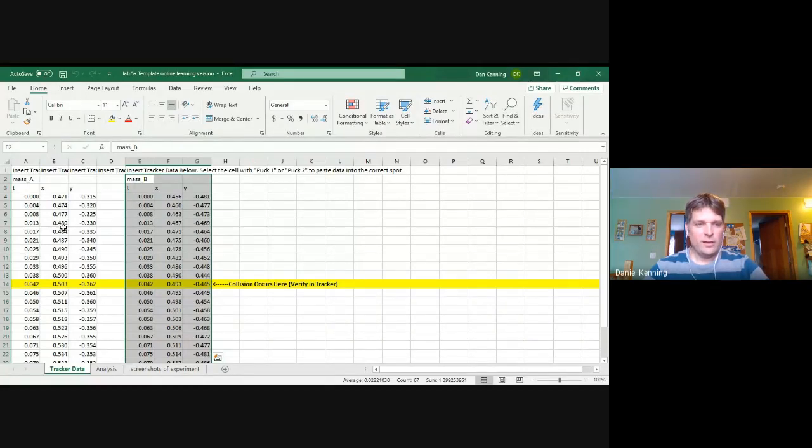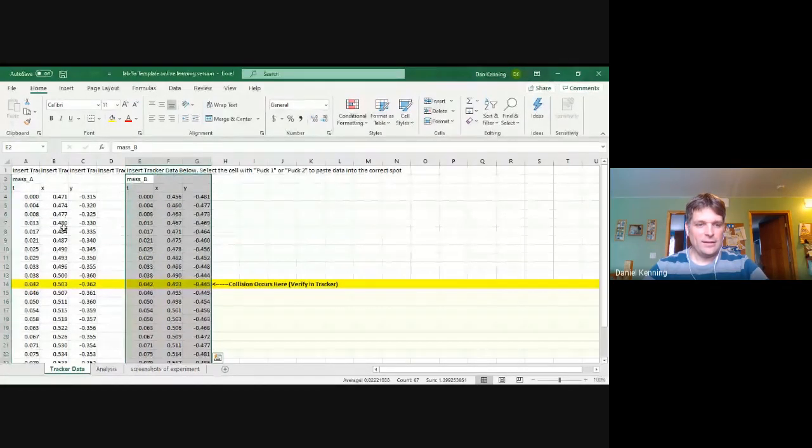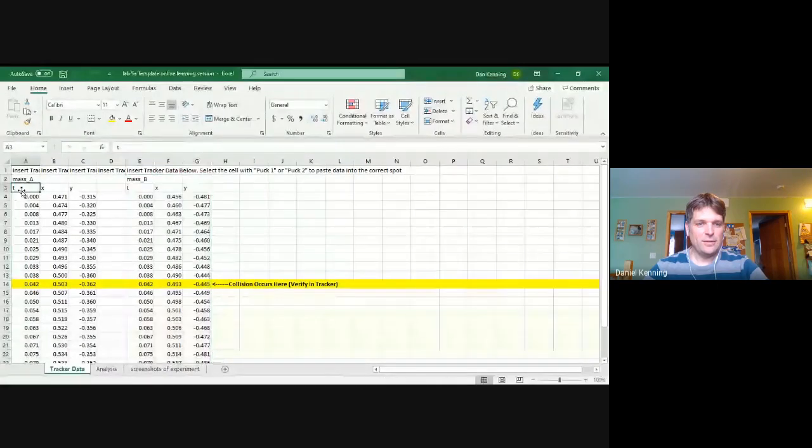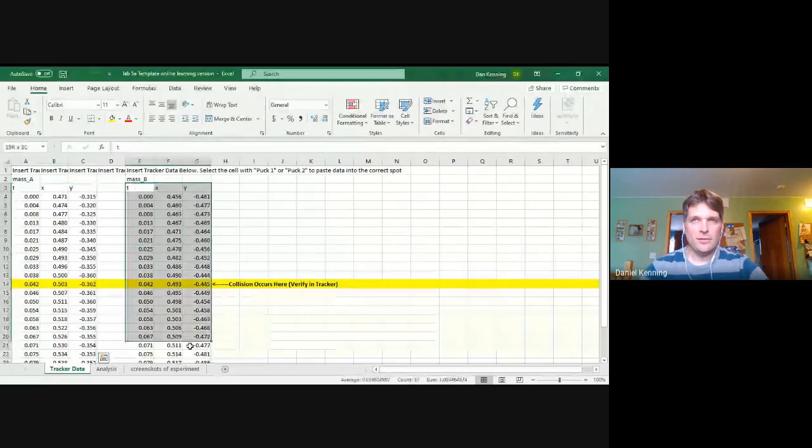So again, what you're seeing here, I'm highlighting the data for puck 1 and the data for puck 2 in the collision. These are X and Y coordinates that the tracker software was able to determine based on the video, much in the same way that the software could determine the X and Y position for a projectile flying through the air in Lab 2. It's the same software and the same process here.